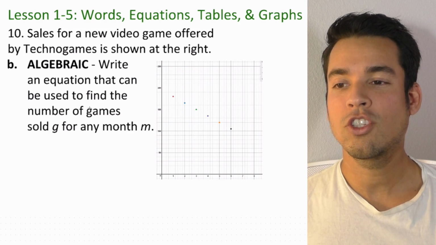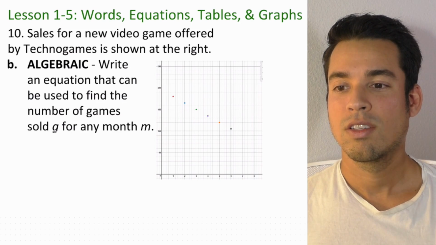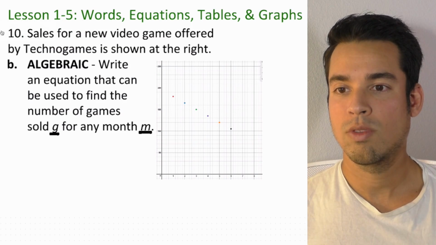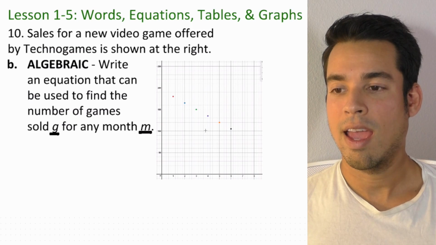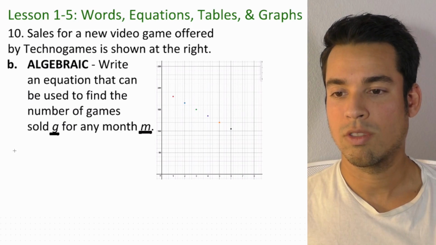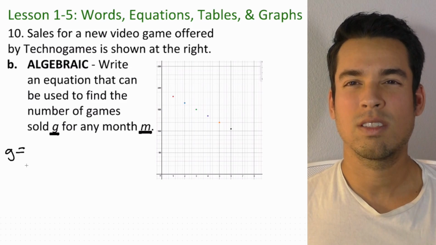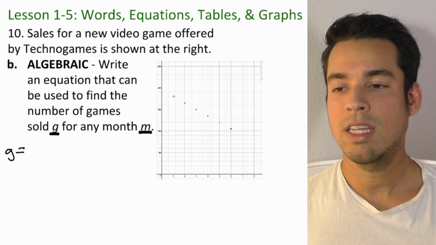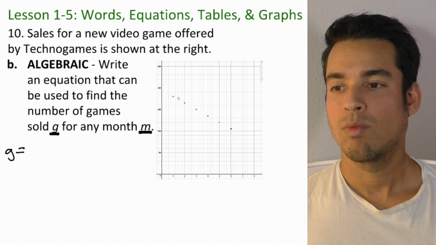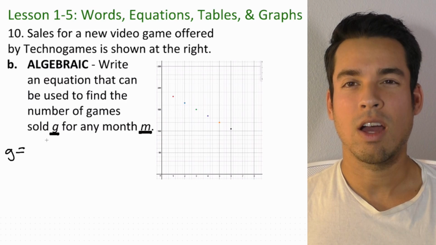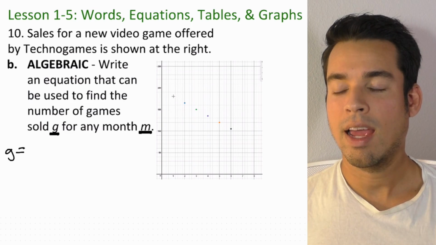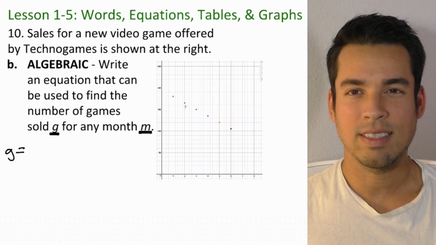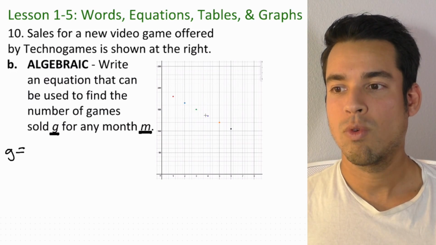So part B: write an equation that can be used to find the number of games sold, G, for any month, M. Okay, so how do we do this? Well, again, M is kind of like our input, so G is going to equal some function of M. Let's think about that for a second. When M equals 1, G equals 180. But as we go down this line, when M equals 2, it equals 165, then 3, 4, and so on and so forth.